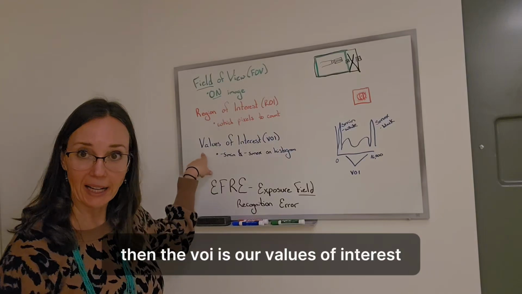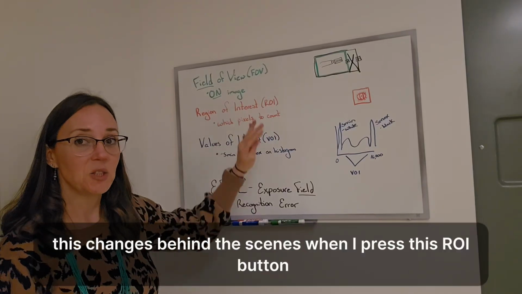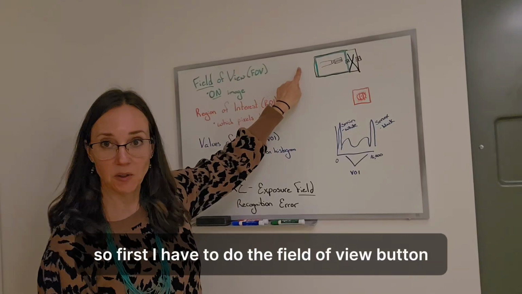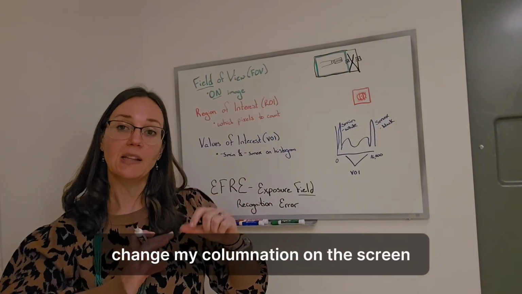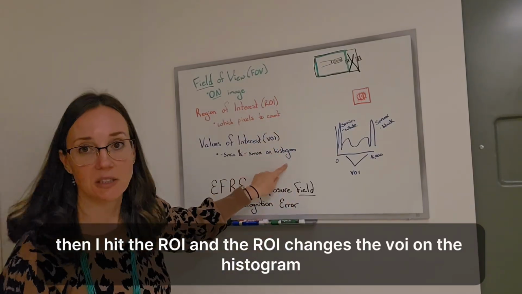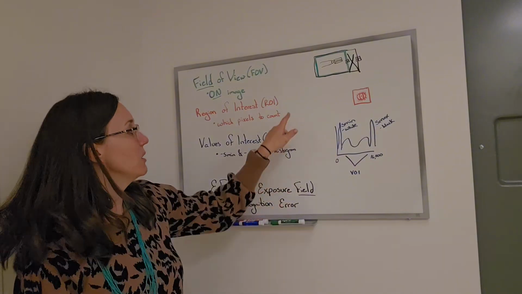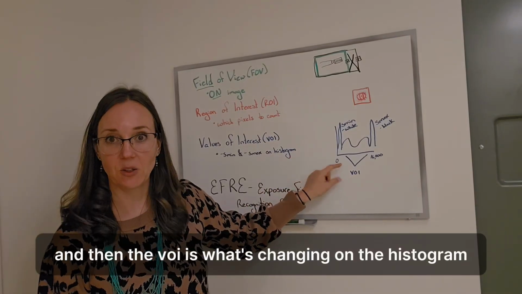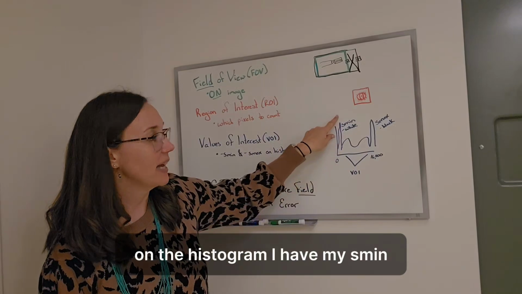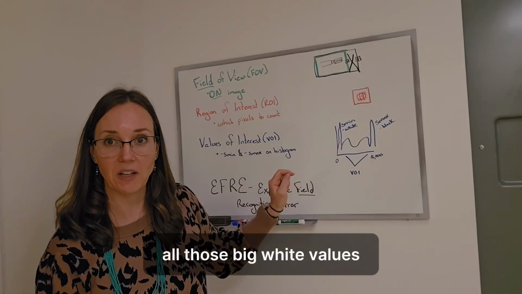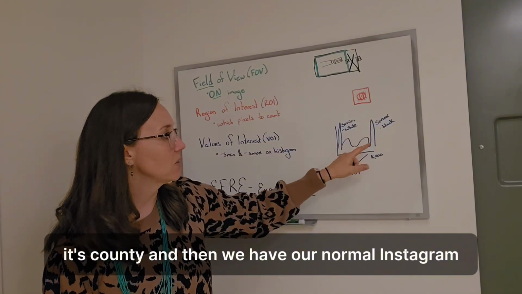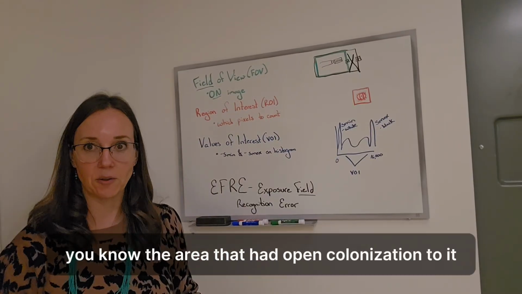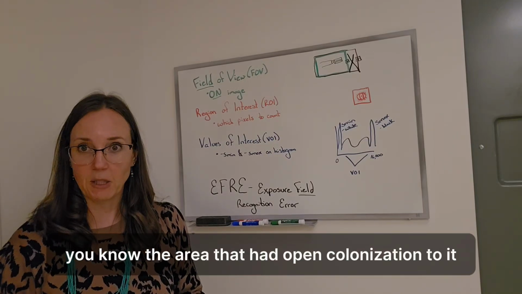And then the VOI is our values of interest. This changes behind the scenes when I press this ROI button. First I have to use the field of view button to change my collimation on the screen. Then I hit the ROI, and the ROI changes the VOI on the histogram. So the ROI is literally just an action, and the VOI is what's changing on the histogram. On the histogram, I have my Smin, which I just talked about, all those big white values it's counting. Then we have our normal histogram, and then we have an Smax, which is black. It's usually the black going around the body part, the area that had open collimation to it.